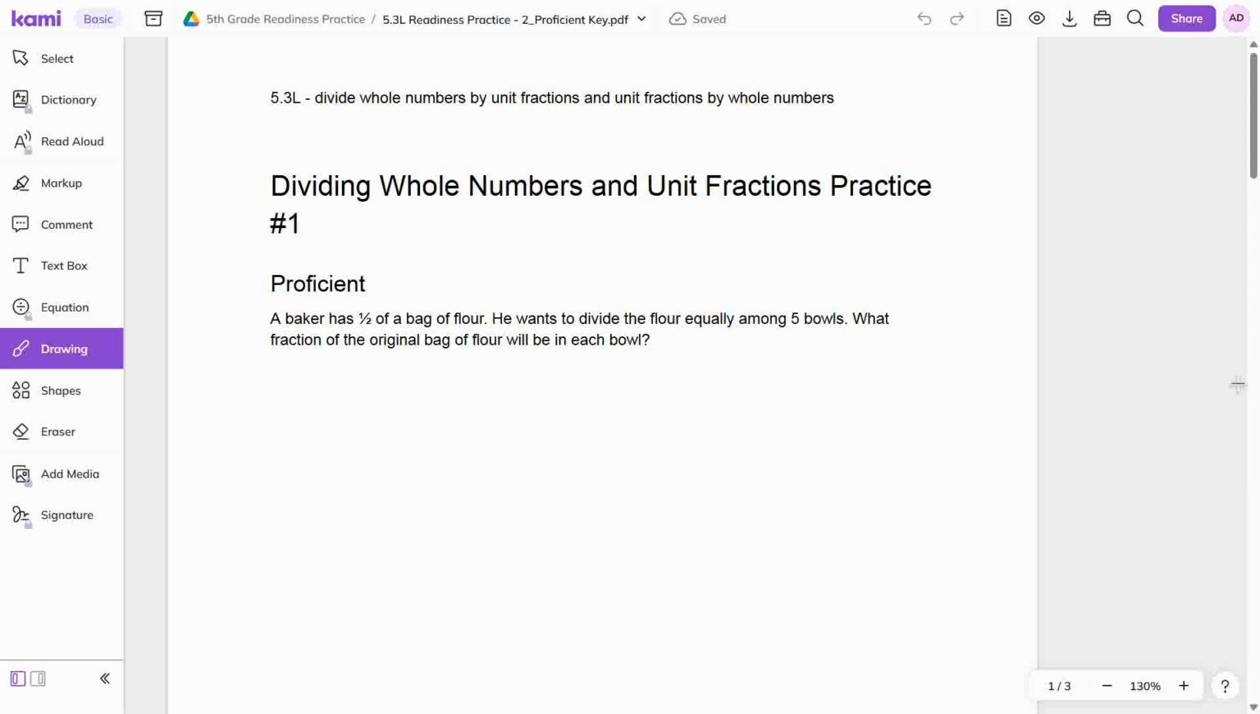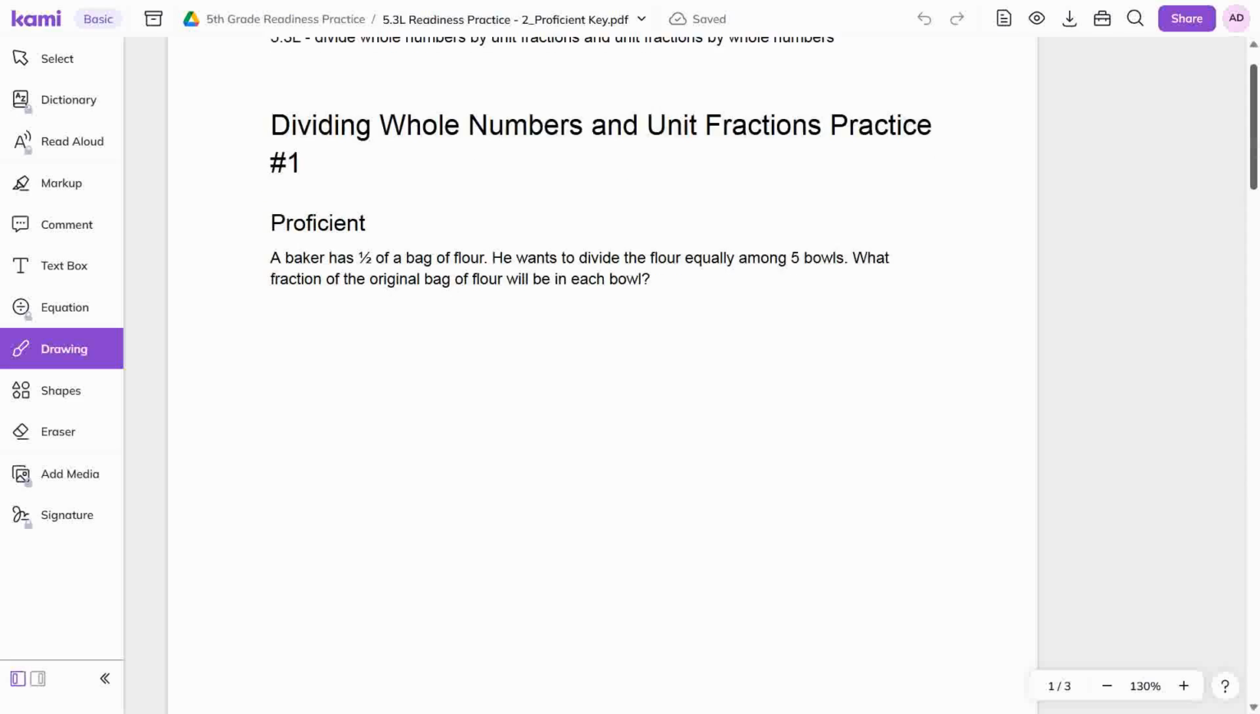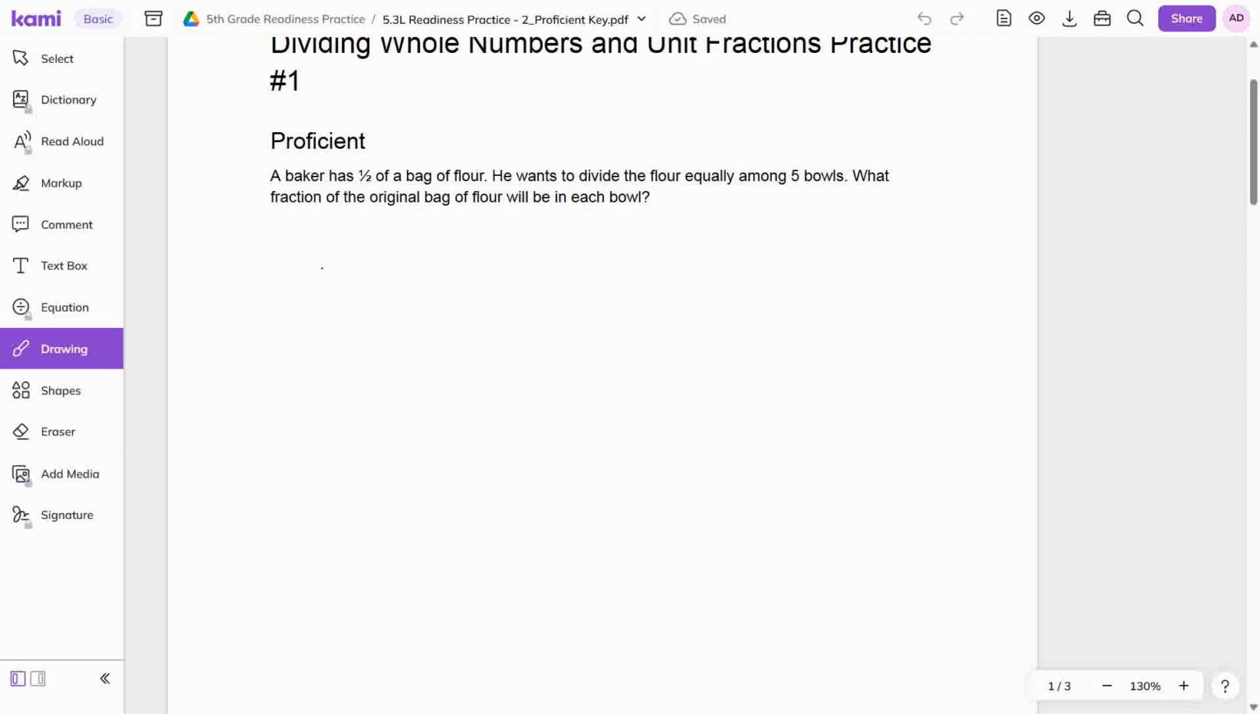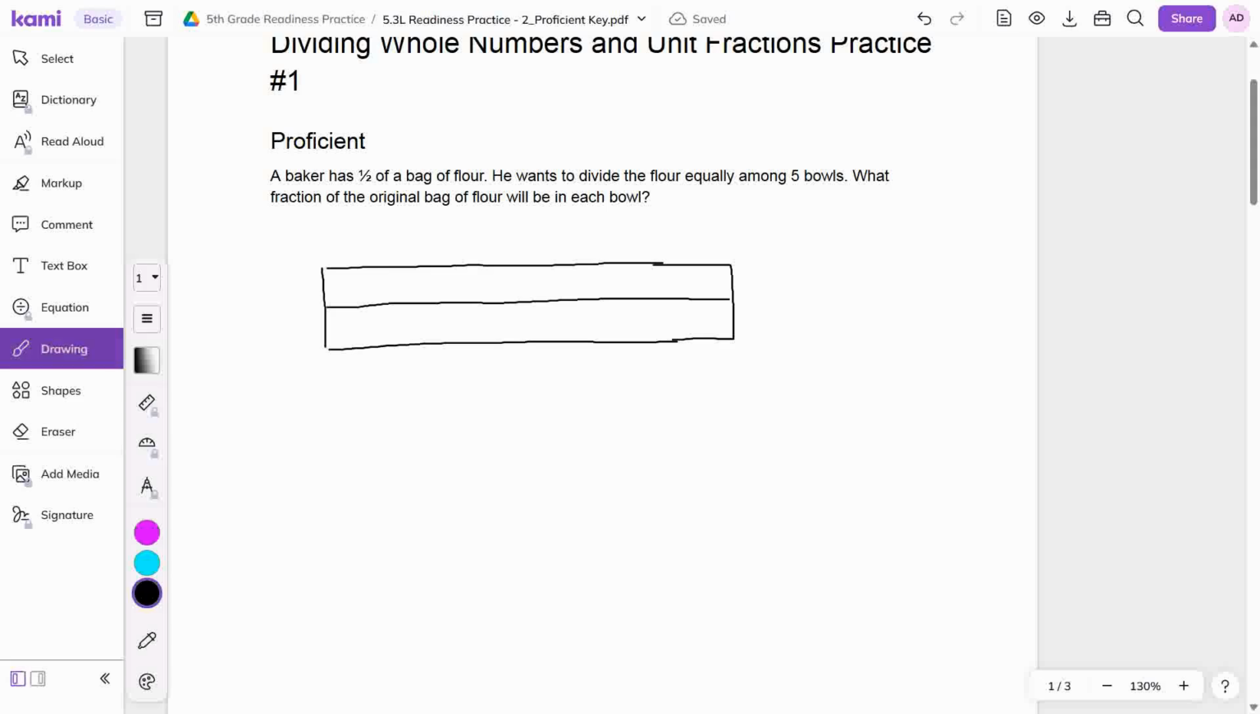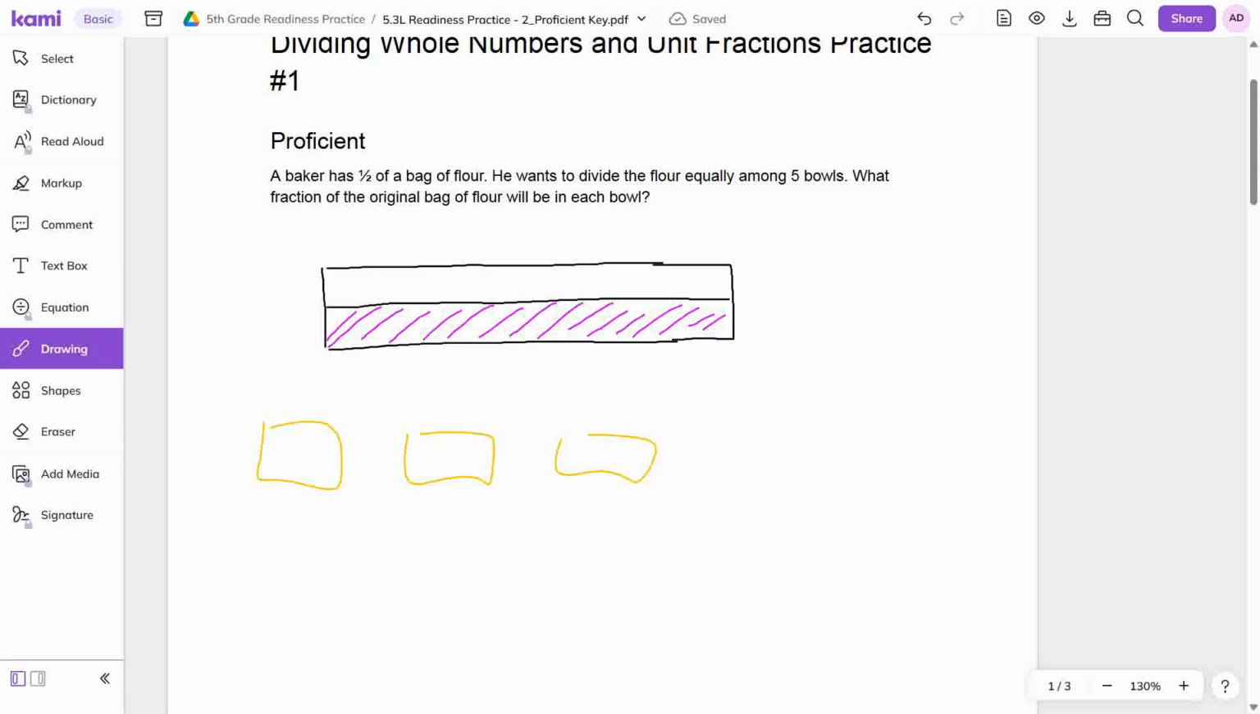So we have a baker with half a bag of flour who wants to divide it equally among 5 bowls. So let's draw a half a bag like this, right? And I'm going to draw my half. I kind of do it like this. So I've got half a bag of flour, and we'll just shade it like this. So there's my half a bag. I want to give myself plenty of room. And it is going to be divided into 5 bowls. The question is, how much will each bowl get?